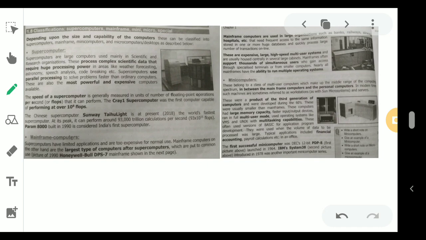Now next we will talk about minicomputers. This belongs to a class of multi-user computers. What is multi-user? That is, many people can use it. It makes up the middle range of the computing spectrum, in between mainframe computers and personal computers. In modern times, such machines are sometimes referred to as workstations. They were a product of the third generation of computers and were developed during the 60s.